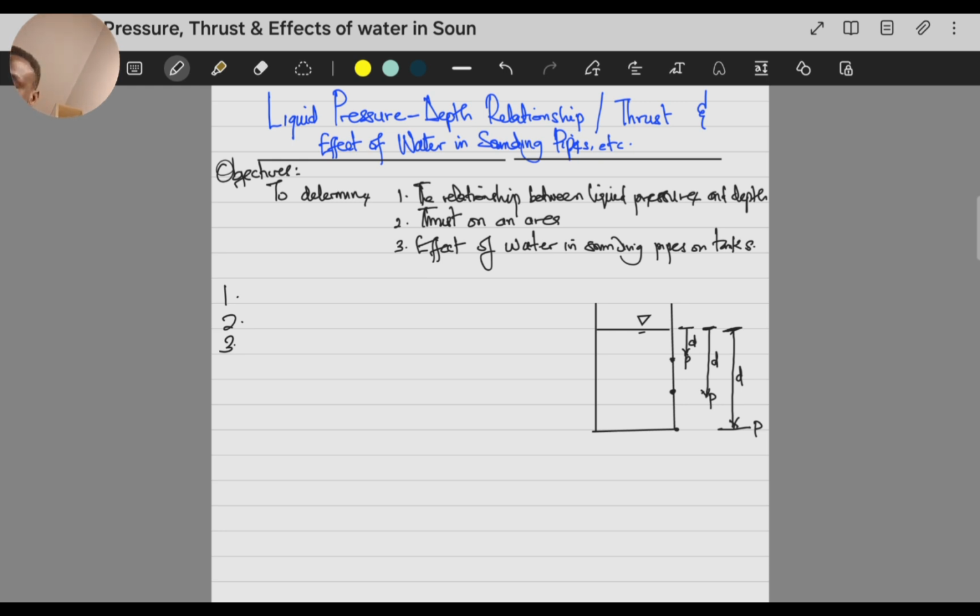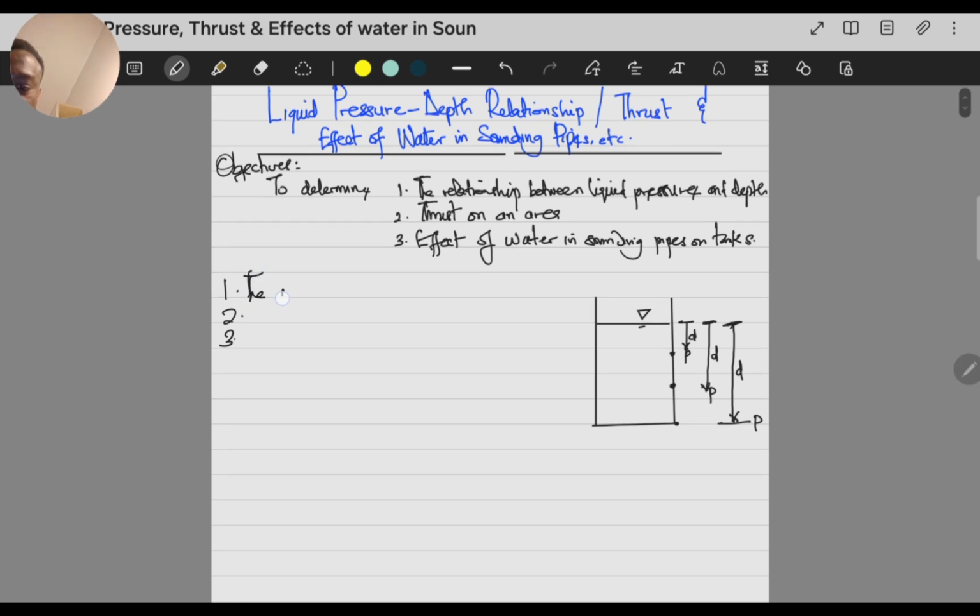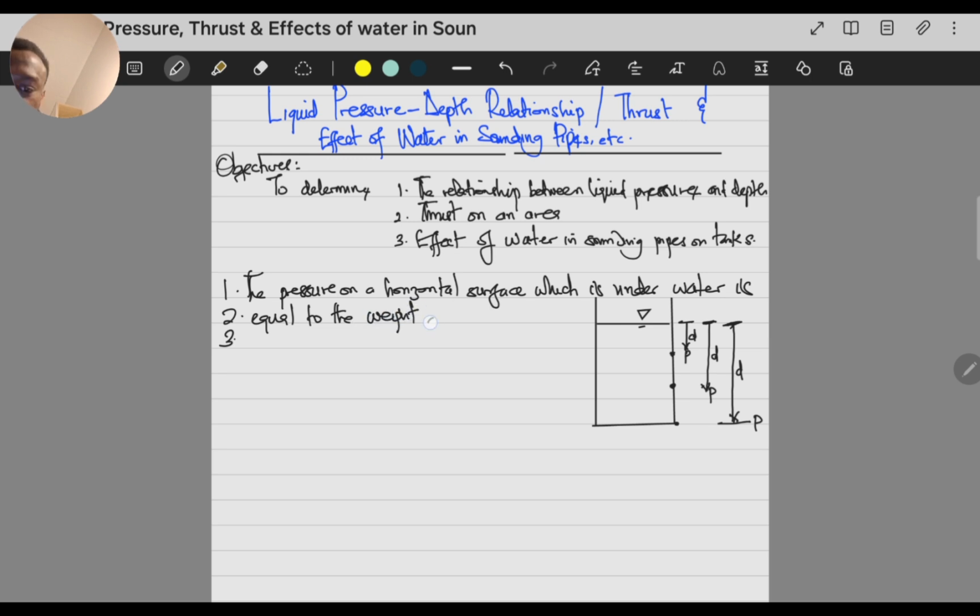Okay, so the first statement is: the pressure on a horizontal surface which is underwater is equal to the weight of a column of water above it. Okay, so that's the first thing we want to prove.